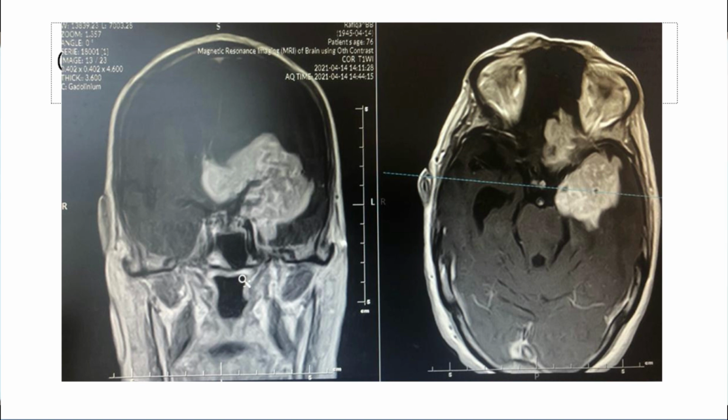A 72-year-old lady with this mass in the brain. They call me. So what should be my opinion for this patient? What do you think? Is this tumor resectable or not? Is it benign or malignant? Anyone? This is a contrast enhanced study.